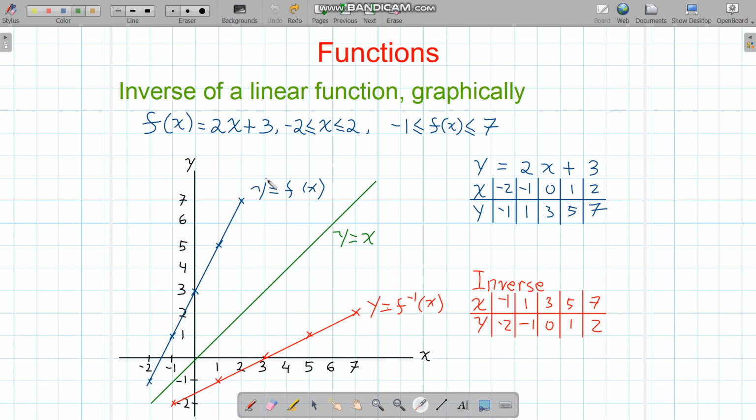And for the inverse, we just swap the x and the y values. We have (-1, -2), (1, -1), (3, 0), and so on. So we have this red line, and they are actually a reflection in this y equals x line. So this is the mirror.